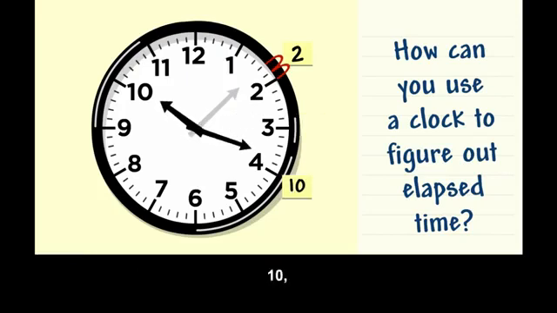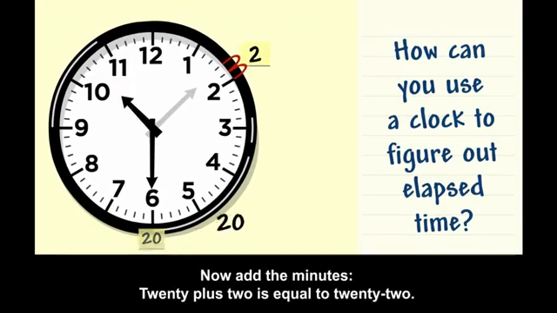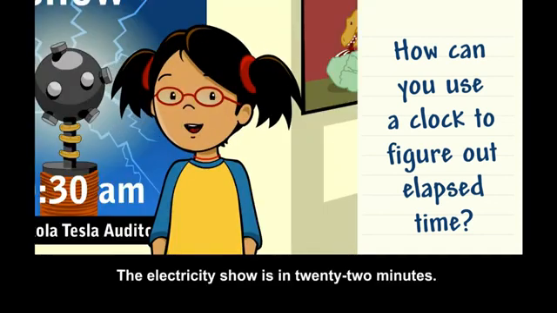5, 10, 15, 20. Now add the minutes. 20 plus 2 is equal to 22. The electricity show is in 22 minutes.